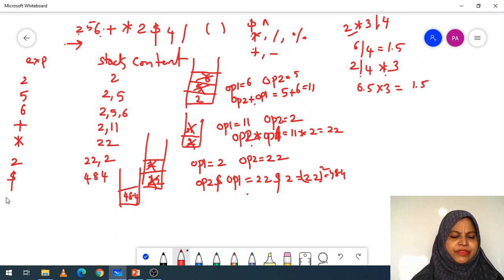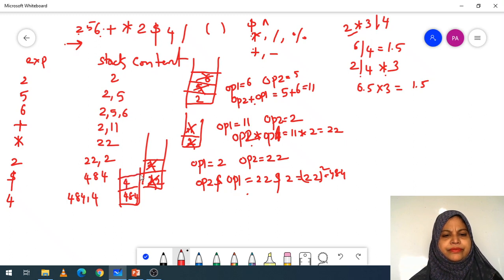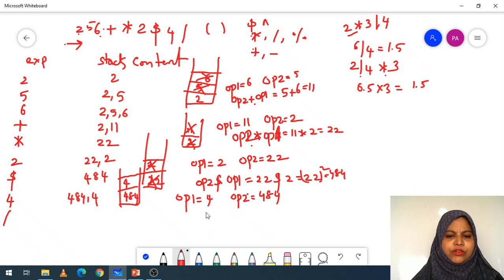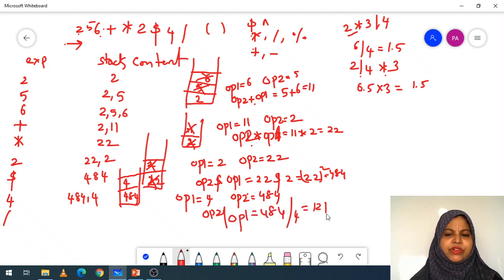Next symbol is 4. Is 4 an operator or operand? 4 is an operand. So, we have to push 4 into this stack. Next is the divide symbol. Divide is an operator. So, we have to delete the top 2 elements. First element is OP1, OP1 is 4. Second element is OP2, OP2 is 484. So, we have to perform the operation on OP2 and OP1: OP2 divided by OP1, that is 484 divided by 4, that is 121. The answer, 121, is pushed into this stack.